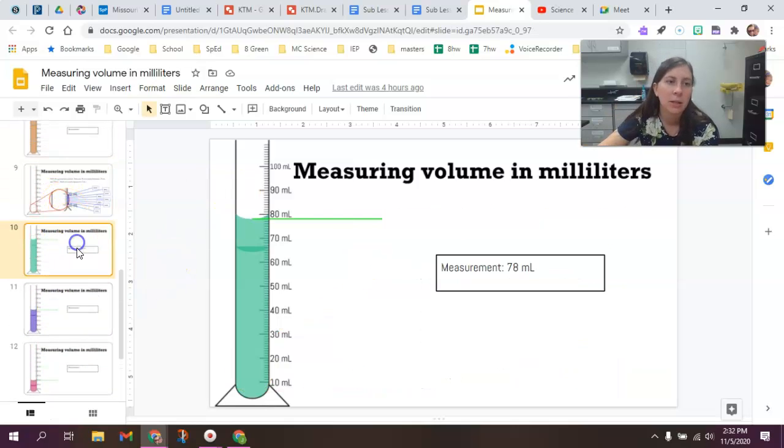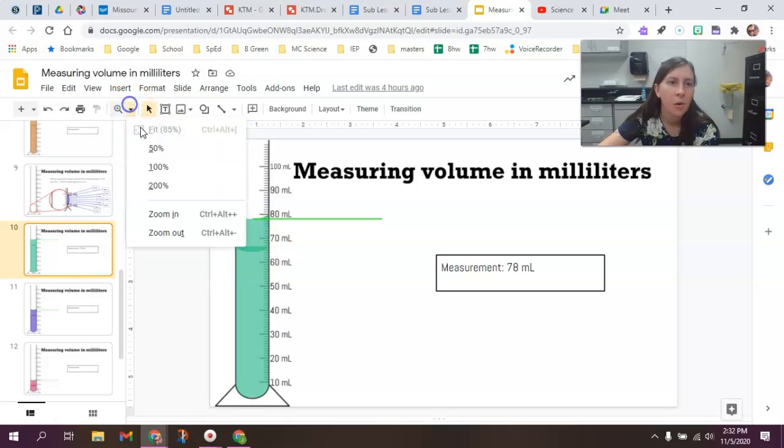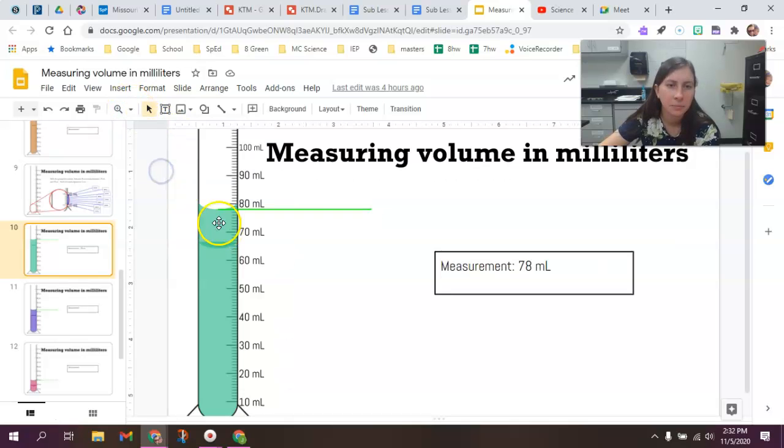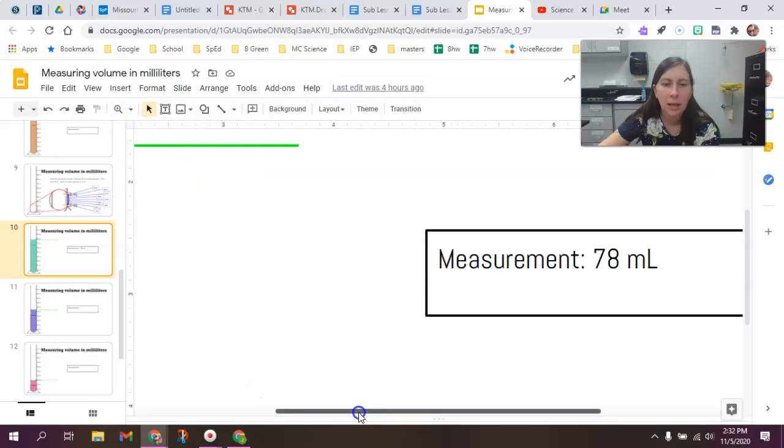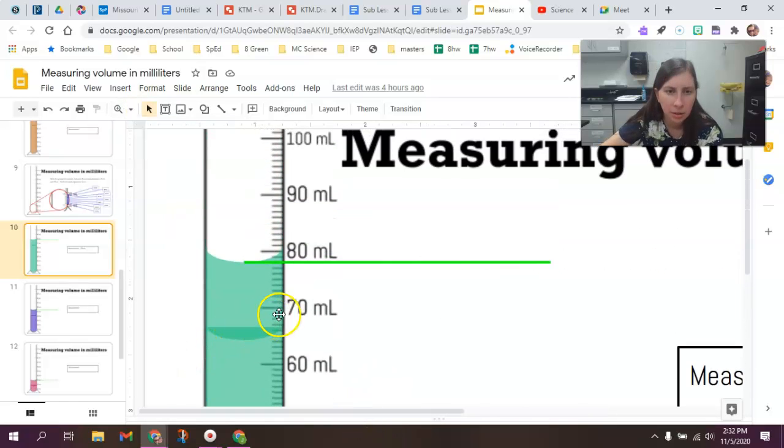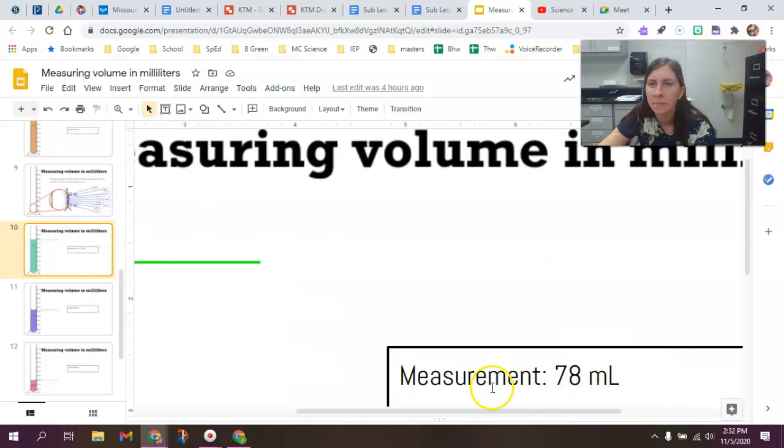So each one tick mark represents 1 milliliter. So for instance, on slide 10, we can zoom in here, and if we slide over here, here's my 70 milliliters. This would be 71, 72, 73, 74, 75, 76, 77, and our green line is right at 78 milliliters. So you'll count up those tick marks, and this gives us a measure of 78 milliliters.